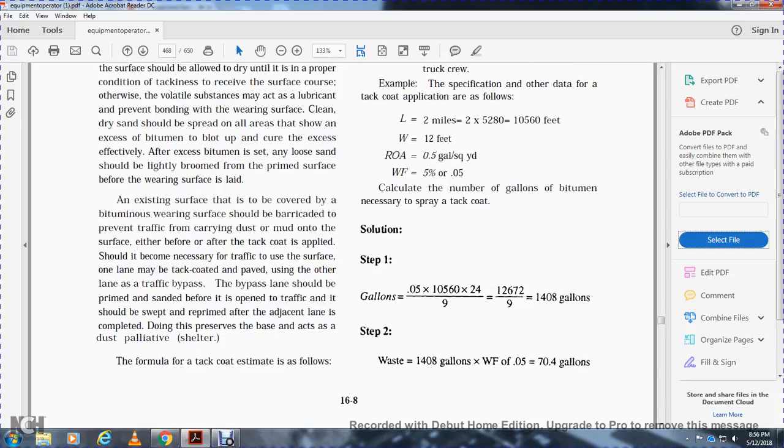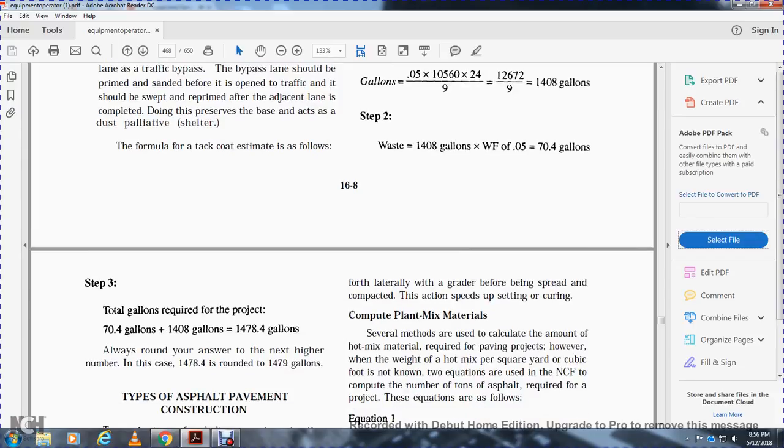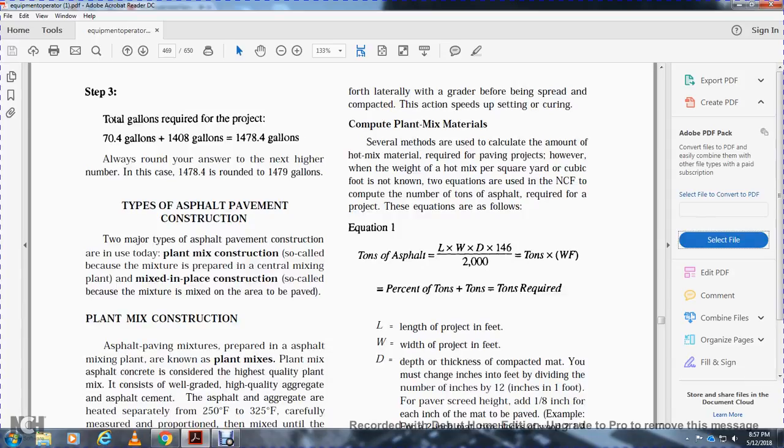So you have 1,408 gallons, and the waste of 1,408 gallons is 70.4 gallons. Total gallons required for the project is 70.4 plus 1,408, which is 1,478.4 gallons. Always round your answer up to the next higher number, in case of error, so 1,478.4 is rounded to 1,479.